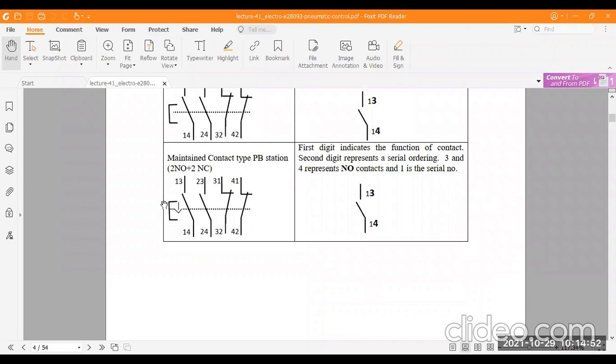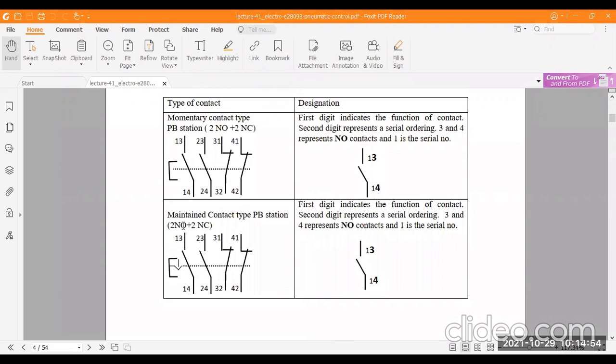Logically, you have to use two normally open and also two normally closed. So in this maintained contact type push button switch, we have to use two operations in parallel. One uses two NO contact type switches, and the other uses a normally open and a normally closed type switch. The first digit indicates the function of the contact, and the second digit represents the serial ordering. The 3 and 4 represent NO contacts, and 1 is the serial number. So these are basically the logic 1, 2, 3, 4.